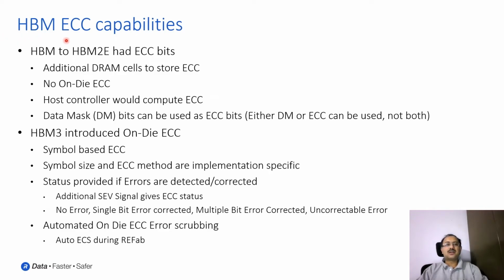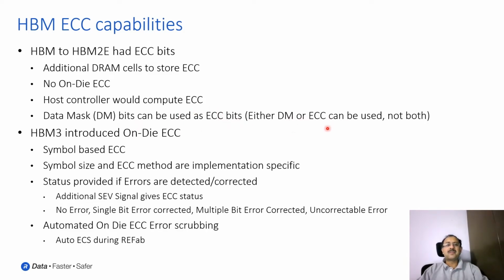So continuing with more reliability aspects, ECC was also there right from the first generation of HBM. There was a slight difference between the first, second, and coming to the third generation. So first to second generation 2E had ECC bits where there were additional cells inside the DRAM to store the ECC data. But there was no on-die ECC. The host controller was responsible for computing the ECC, and those ECC bits were transmitted instead of the data mask bits.